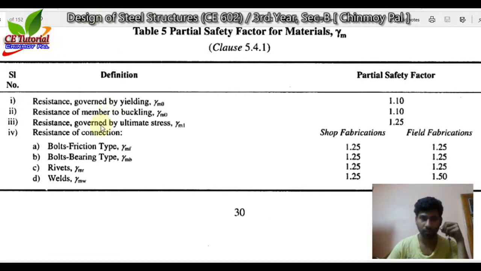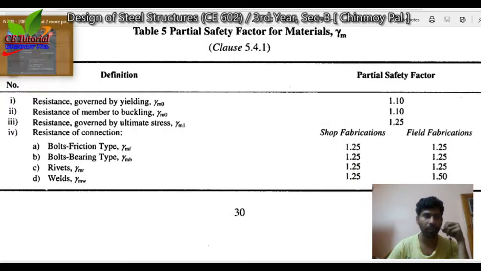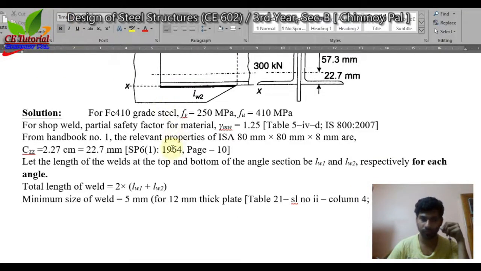So from table 5, gamma MW for shop welding 1.25. Okay, and the other properties we require, that is ISA 80-80. For ISA 80-80 from handbook we need this CZZ value.